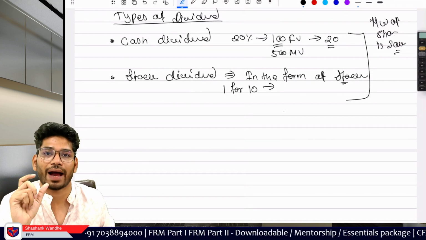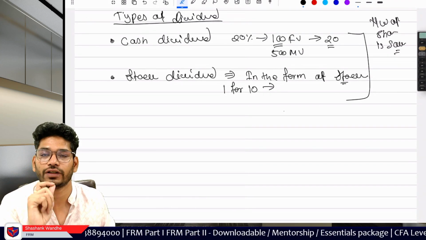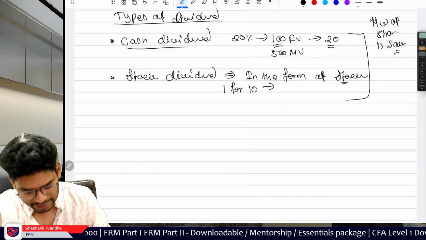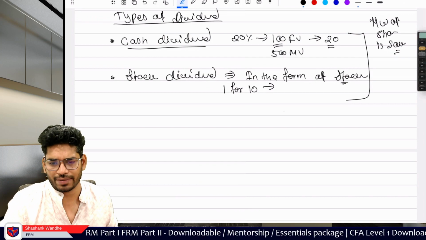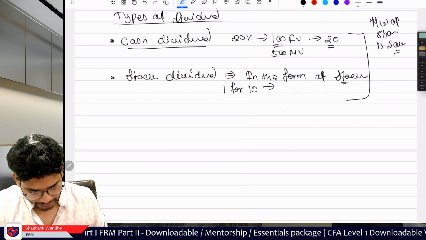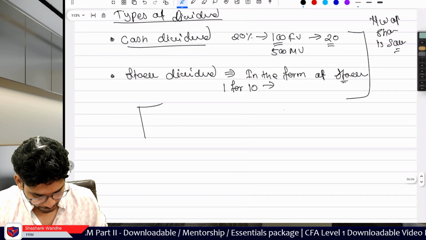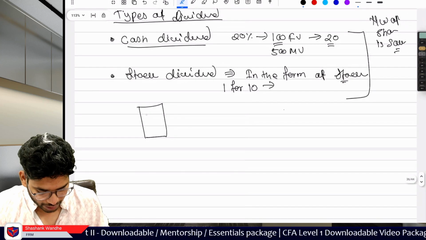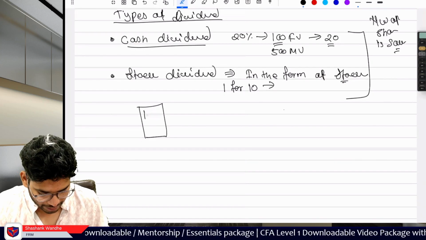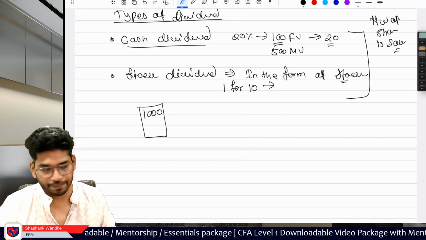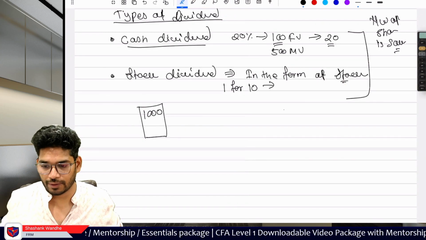Okay, so there is no impact on the net worth of the shareholder. I'll give a simple example with the cash dividend, and the same is applicable for all the other topics. Now let's say this is the company, and in this company the net asset is, say, 1000.